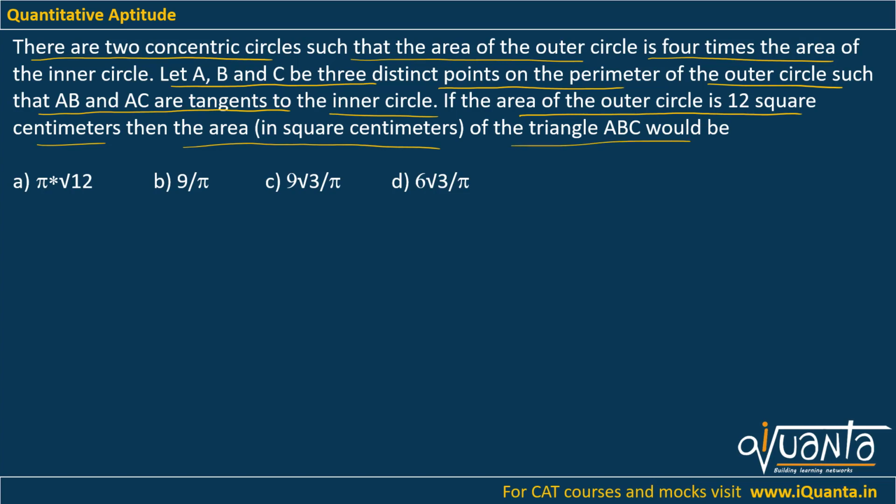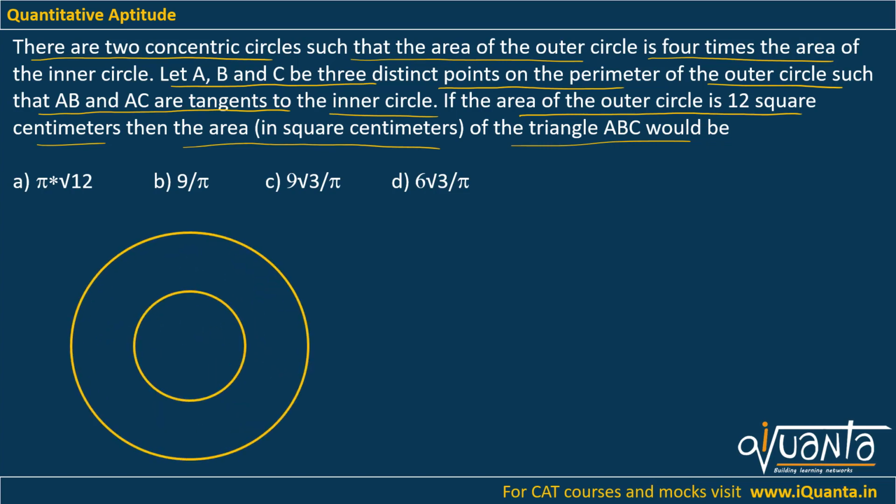We have been given the relation between the areas of the inner and outer circles. We have to make two tangents, AB and AC. These should be tangents to the inner circle. ABC are 3 distinct points on the perimeter of the outer circle. So let me start by drawing two concentric circles over here. So these are two concentric circles. I hope you already know the meaning of a concentric circle. If we have two circles with the same center but different radii, they are called concentric circles.